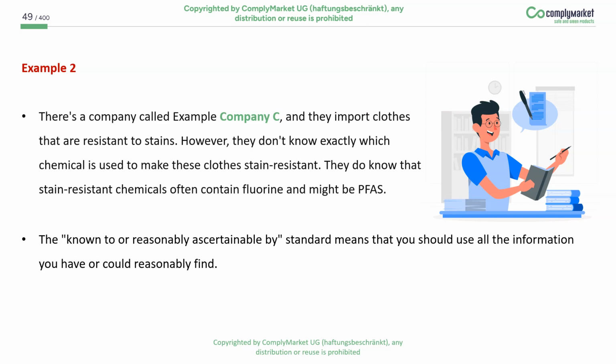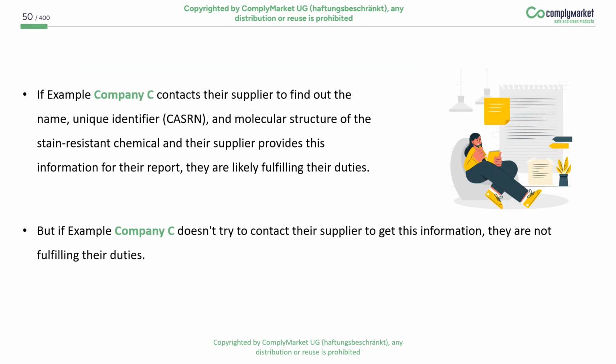Example two: there is a company which is importing clothes which are famous for being resistant to stains, and that's a feature for which they are using PFAS. That's part of the material risk assessment. We have a component using PFAS, so we know there is PFAS. If we report we don't have PFAS and we know that this special feature is only possible with PFAS, then we have broken the due diligence.